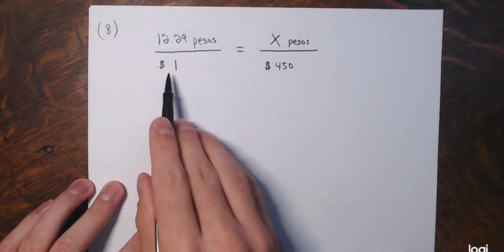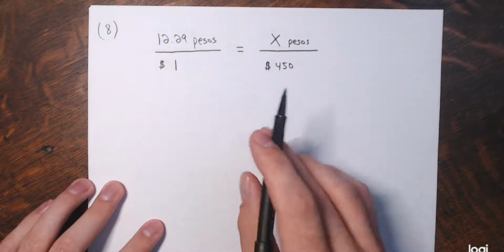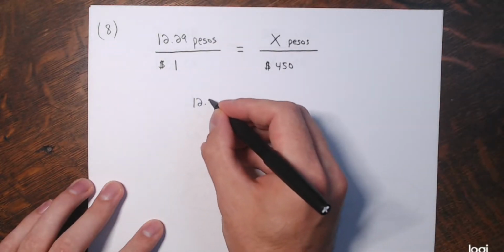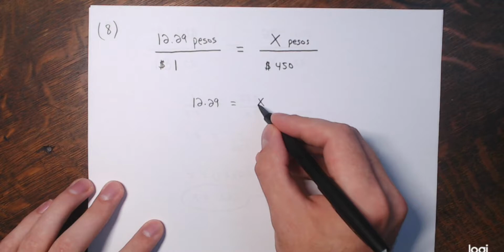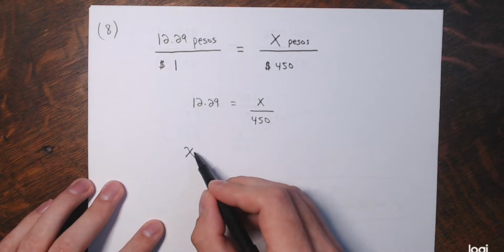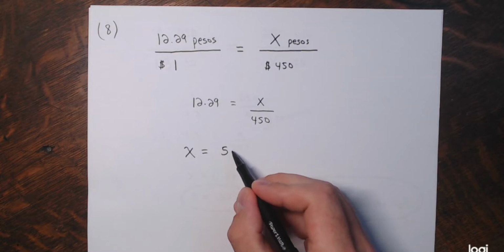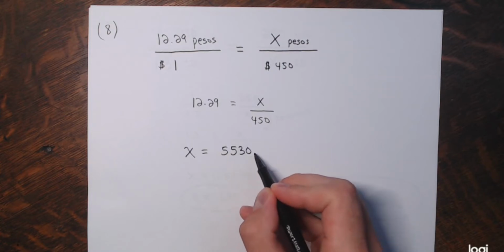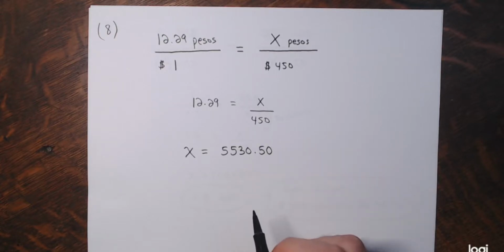Again, I have US dollars in the denominator, pesos in the numerator. Now that the units are consistent, we're just solving this equation: 12.29 divided by 1, 12.29 on the left, equals X over 450. And all I'd be doing is multiplying by 450. So I'm just going to use a calculator off to the side here. We have 12.29 times 450, so this is 5,530.5, or 5,530.50. Usually money goes to 2 decimal places.